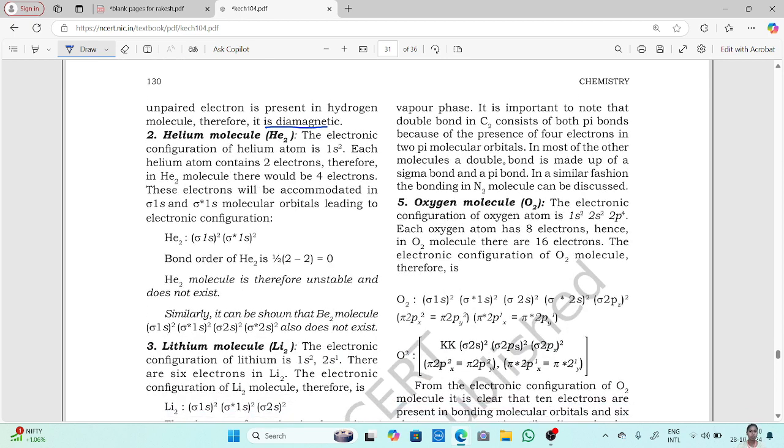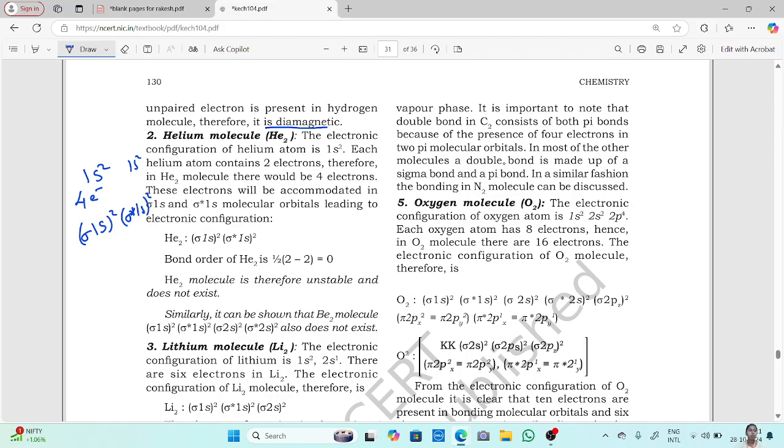Now similarly for helium, what will happen? You have 1s2 electrons in both of the helium atoms. So what will be the electronic configuration for helium? Total 4 electrons are there. So 2 electrons in your 1s bonding orbital, and 2 electrons will go to your 1s antibonding molecular orbital. So your electronic configuration will be sigma 1s2 sigma star 1s2, because total 4 electrons are there. You have to distribute all the 4 electrons.